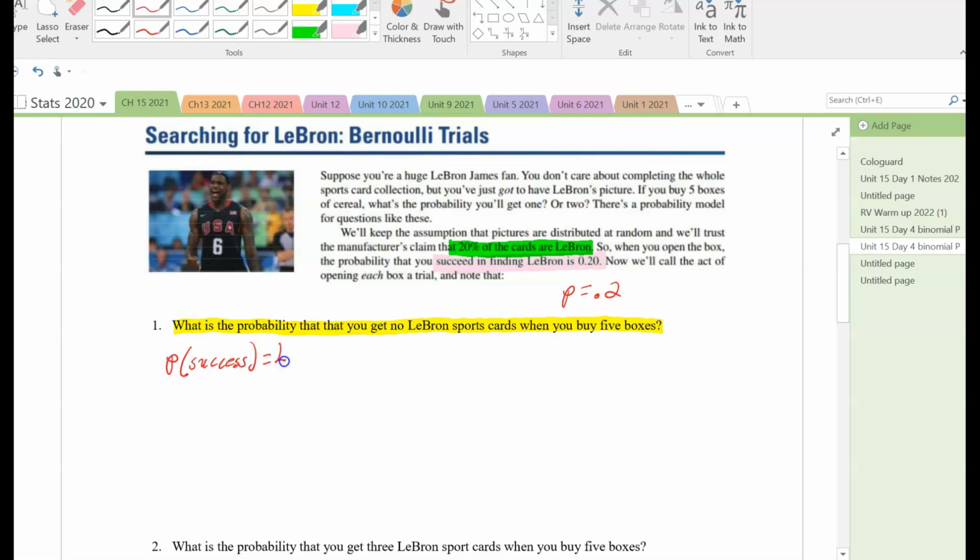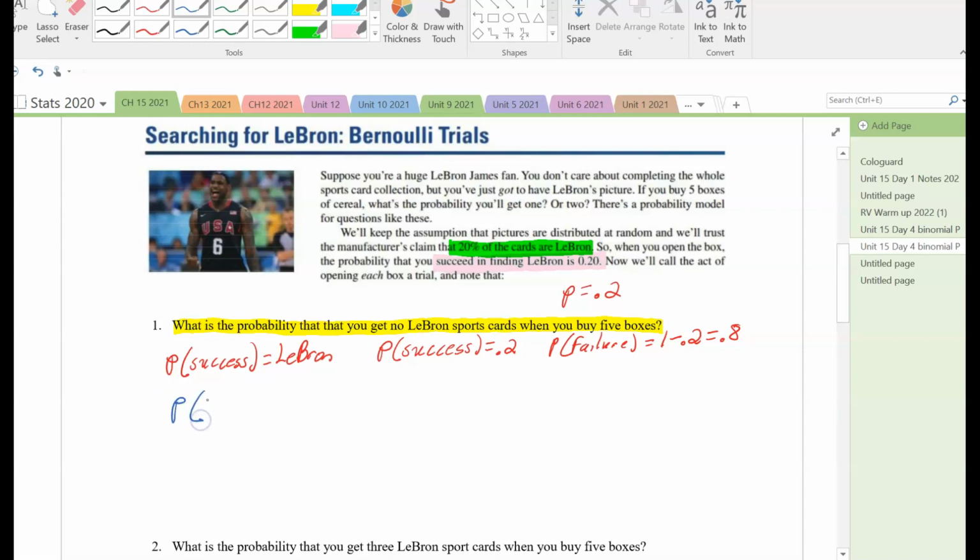Okay, so we're going to say the probability of a success is that you get a LeBron card. And we know the probability of a success is 0.2, so the probability of a failure is 1 minus 0.2, or 0.8, since they are complements, meaning they need to add to 1. So if you bought 5 boxes, what's the probability that you do not get any LeBron sports cards? That means you have 5 failures.